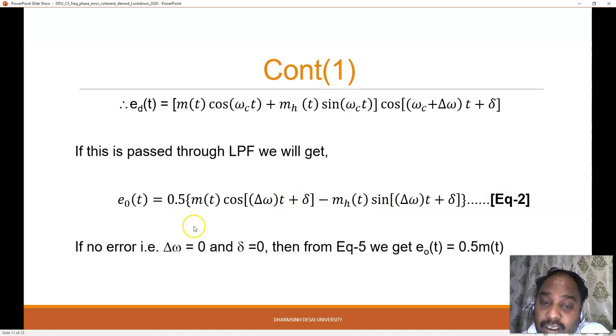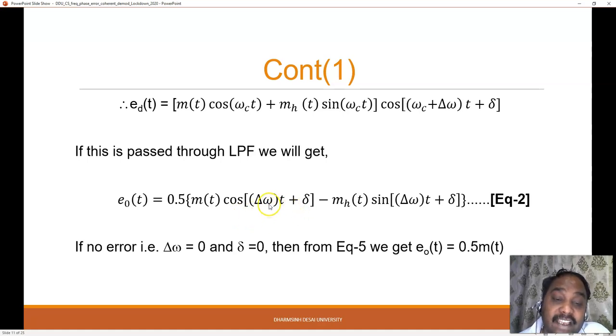Now see closely here. Fine. So instead of just getting 0.5 m of t, I am getting this also, the product of that. Fine, m of t is multiplied with both of them. Sorry, not 0.5. I am getting 0.5 times m of t cos omega. So this is some form of USB, you can say. Let us see that in detail. And here, let us confirm whether it is correct or not.